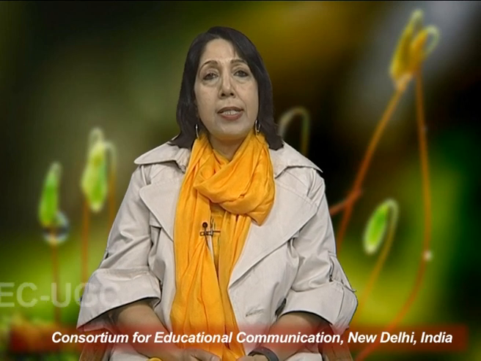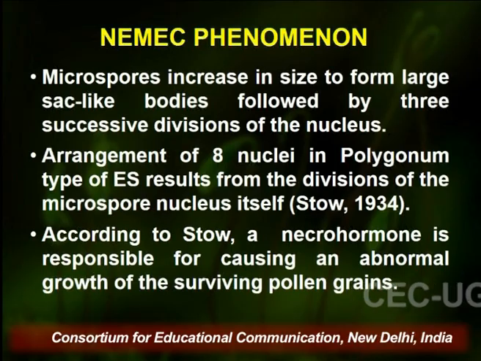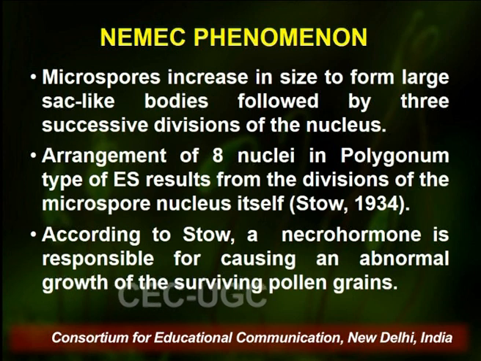Later on this was confirmed by 2 more scientists, De Mol in 1923 and Stowe in 1930. So it is like the microspores increase in size to form large sac-like bodies, followed by 3 successive divisions of the nucleus. The 8 nuclei arrange in polygonum type of embryo sac because of the divisions of the microspore nucleus. According to Stowe, it is a necrohormone which is responsible for causing an abnormal growth of the surviving pollen grains.